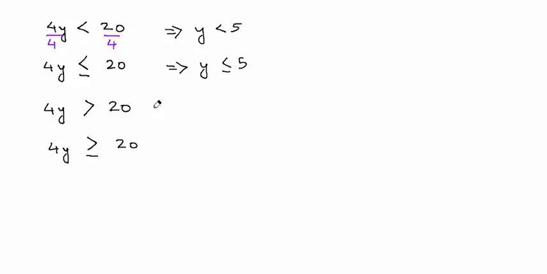And you can do something similar with the other two. For this one, it's going to be y is greater than 5. And for this one, the solution would be y is greater than or equal to 5. This means y can be any number as long as it's larger than or equal to 5. For example, y could be 5, 5.5, 6, 10, 20, 100, 1 million. It could be anything. And if you multiply 4 with that value of y, you will always end up getting a number that's greater than or equal to 20.